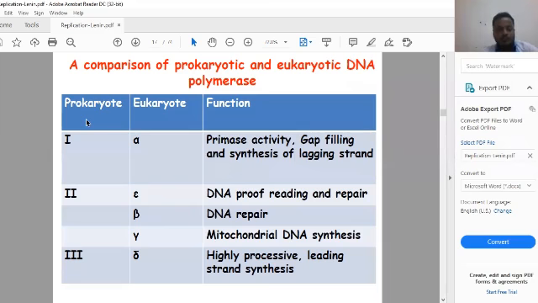So what are the functions? Prokaryotic DNA polymerase 1 and eukaryotic DNA polymerase alpha act in primase activity, gap filling, and lagging strand synthesis. Polymerase 2 and epsilon act in proofreading and DNA repair. Beta acts only in the DNA repair mechanism. Gamma acts in mitochondrial DNA synthesis, and delta is highly processive and carries out leading strand synthesis.